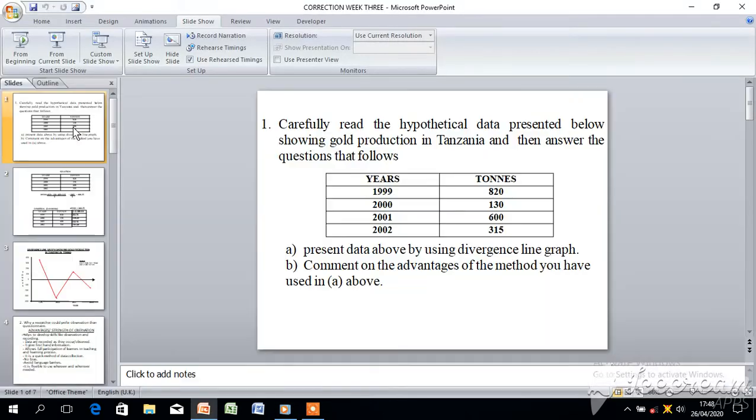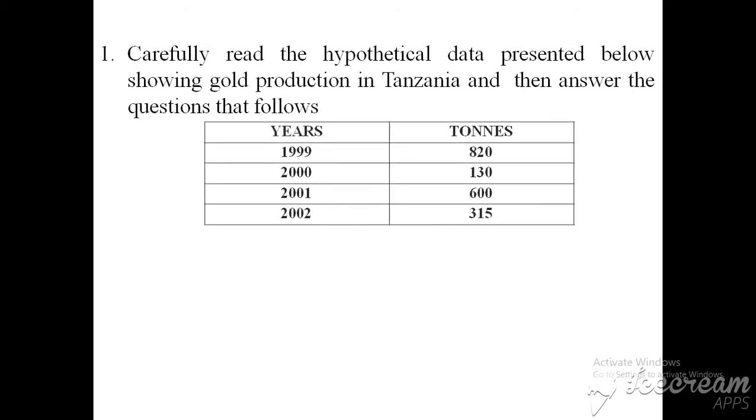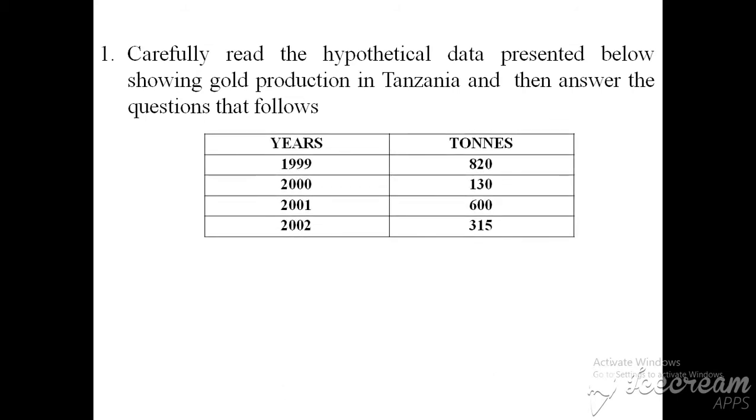So let us go through a correction of package 3. We begin with question number 1. Question number 1, it is statistics. Carefully read the hypothetical data presented below showing gold production in Tanzania and then answer the questions that follow. So that is the table.